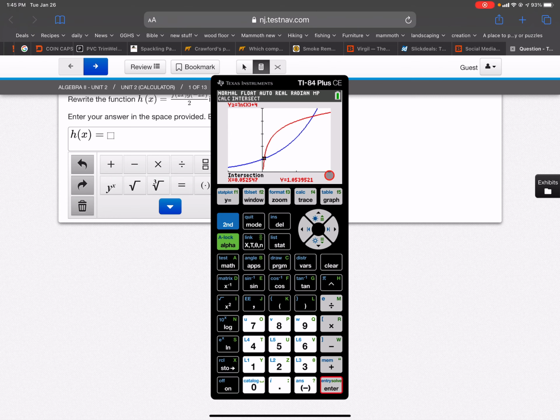I am going to save those. So I am going to go to my home screen and say, hey, whatever x was, I'm going to want to store that as a.